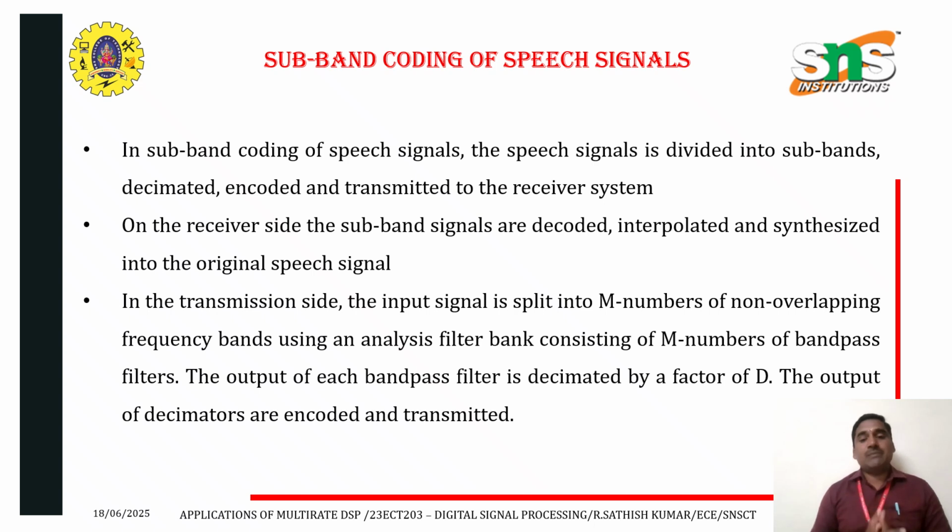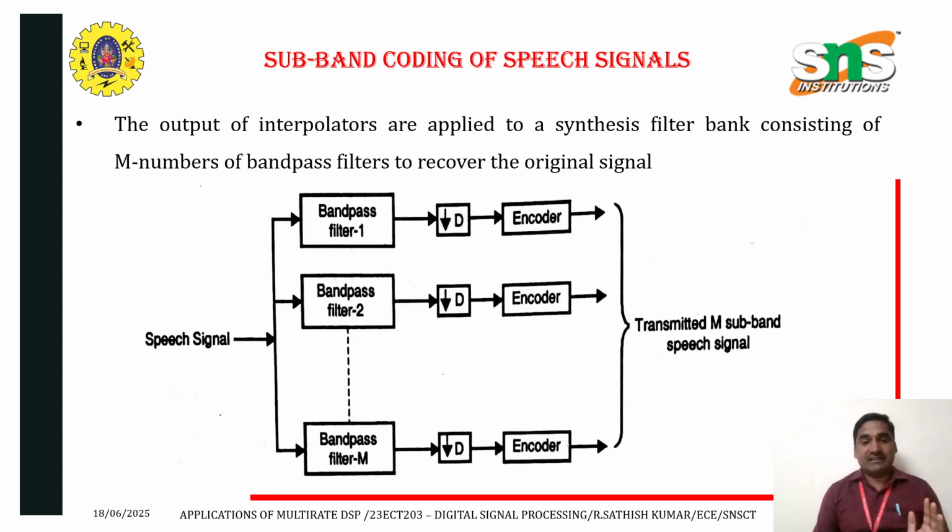The output of each bandpass filter is decimated by a factor D. The outputs of the decimators are encoded and transmitted. The outputs of the interpolators are applied to the synthesis filter bank consisting of M bandpass filters to recover the original signal. The speech signal is applied to different bandpass filters, 1 to M, and then to the decimated sequence, which is applied to the encoder, producing the transmitted M subband speech signals.